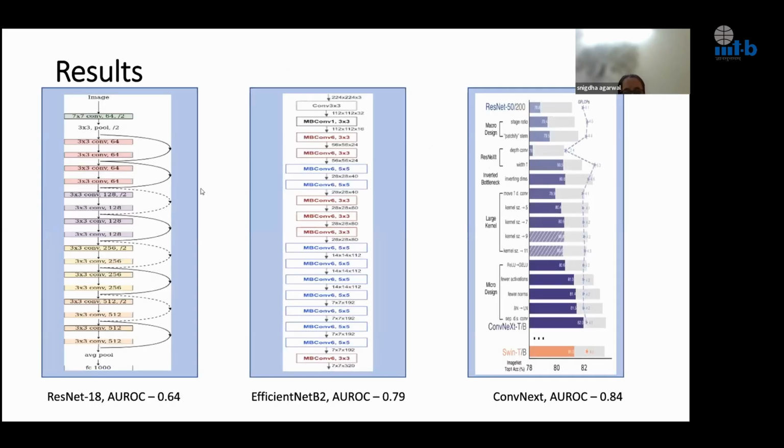The initial results that we have are from three off-the-shelf models. These architectures are picked from the RSNA data set, from the people who have worked on it, based on the literature survey that we did. People have tried ResNet and EfficientNet. The ConvNeXt architecture, which is the latest one, is something that we have tried for our data set. With ResNet 18, we were at an AUROC of 0.64. With EfficientNet, we have an AUROC of 0.79, and with ConvNeXt, we have an AUROC of 0.84.